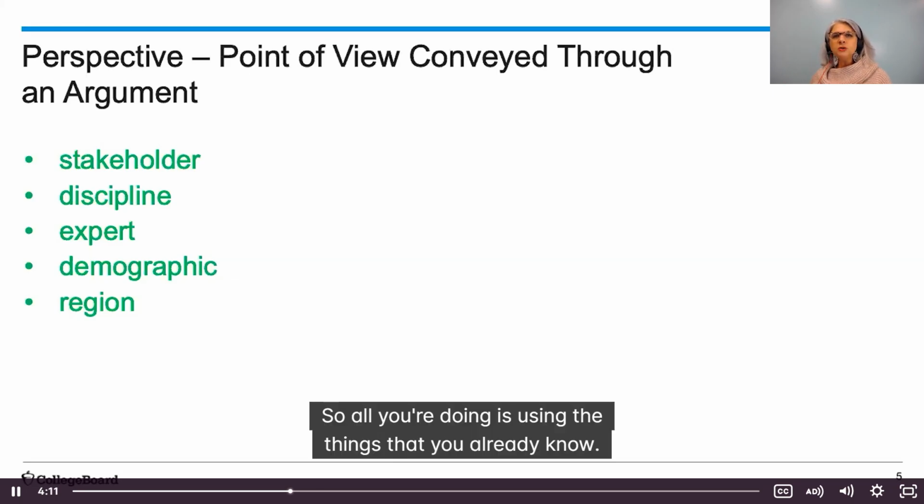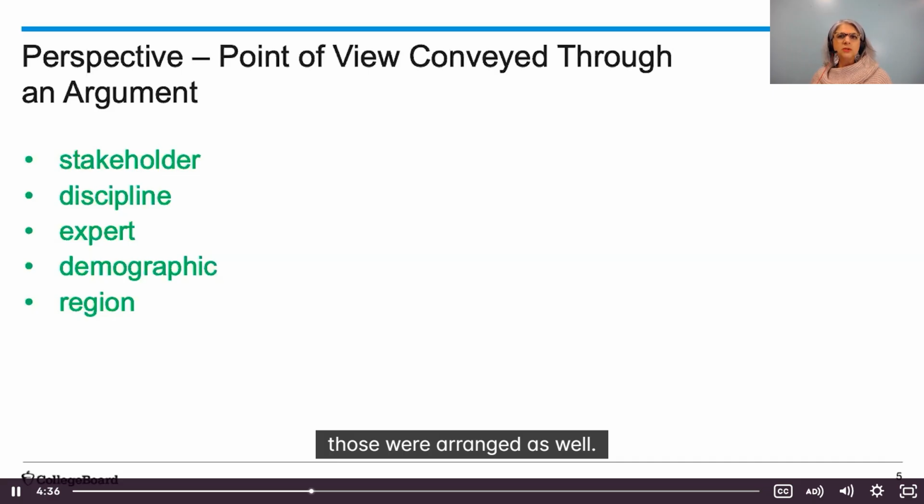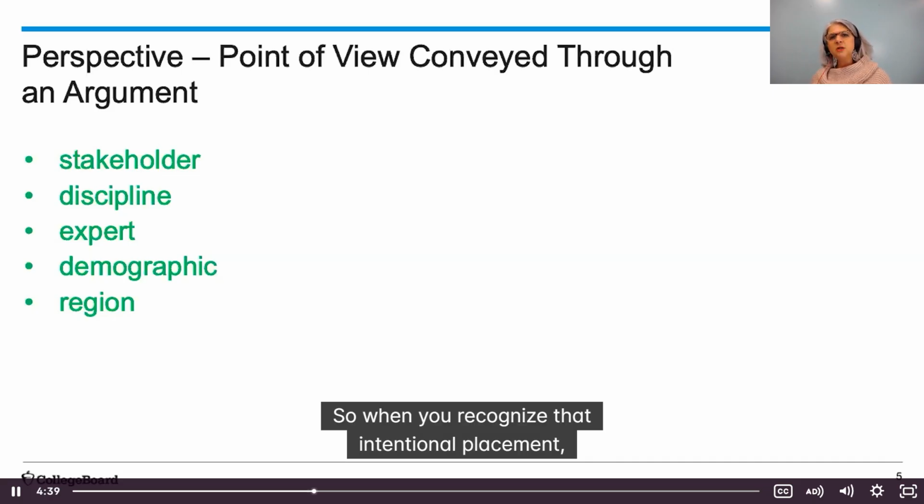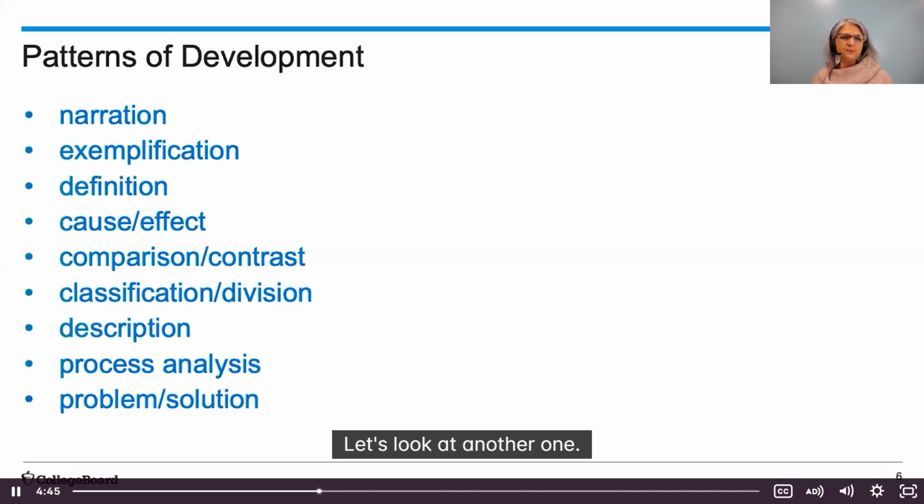So all you're doing is using the things that you already know. So just like you arranged the guests at your dinner party, remember the dinner party, to support the conversation. You put them together. The perspectives in this argument, in any argument, those were arranged as well. So when you recognize that intentional placement, you can explain the connections between the minor claims. Let's look at another one. This might be a little newish. I want you to bear with me.